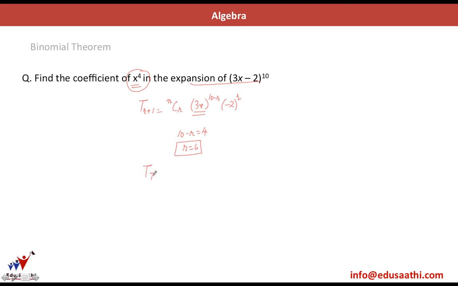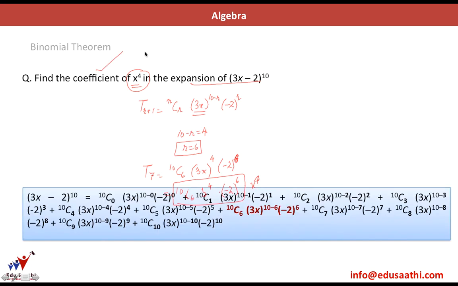That means it is the 7th term, which is equal to 10c6, 3x raised to power 10 minus 6, which is 4, minus 2 raised to power, sorry, minus 2 raised to power 6. So if I solve, it will be 10c6, 3 raised to power 4, minus 2 raised to power 6, which will be plus, and x raised to power 4. This will be the coefficient if you will have solved this complete thing out, the coefficient of x raised to power 4 in the expansion.